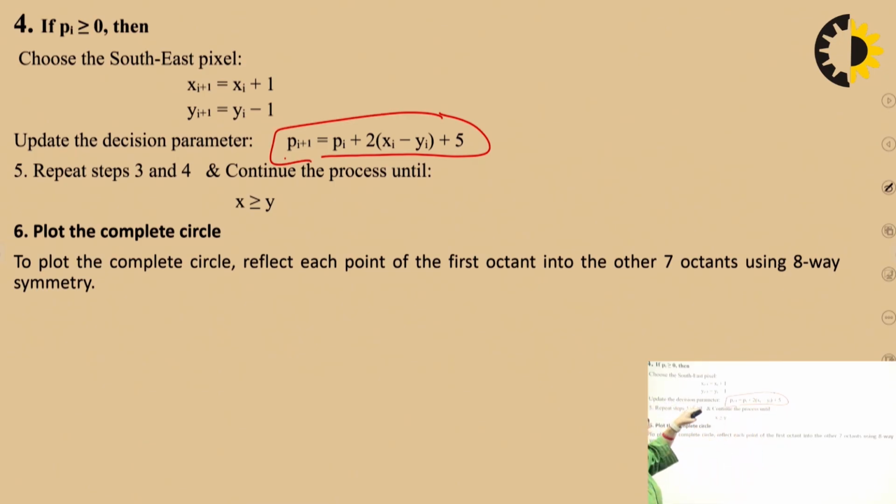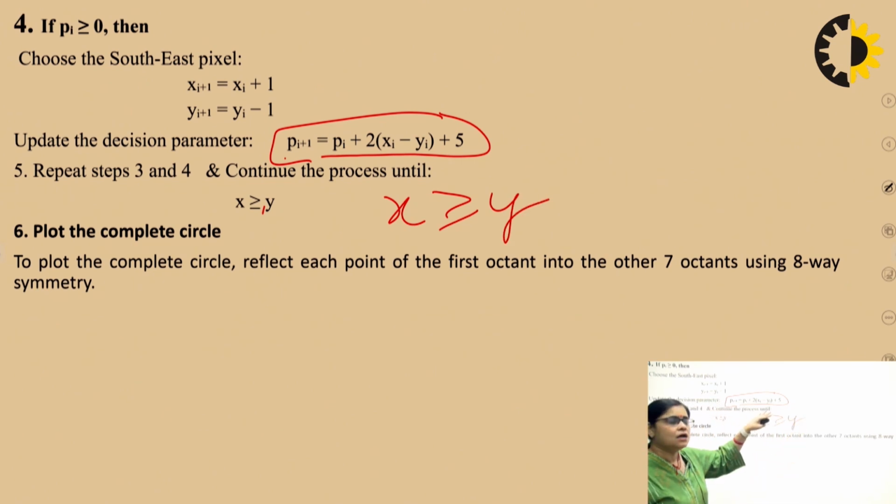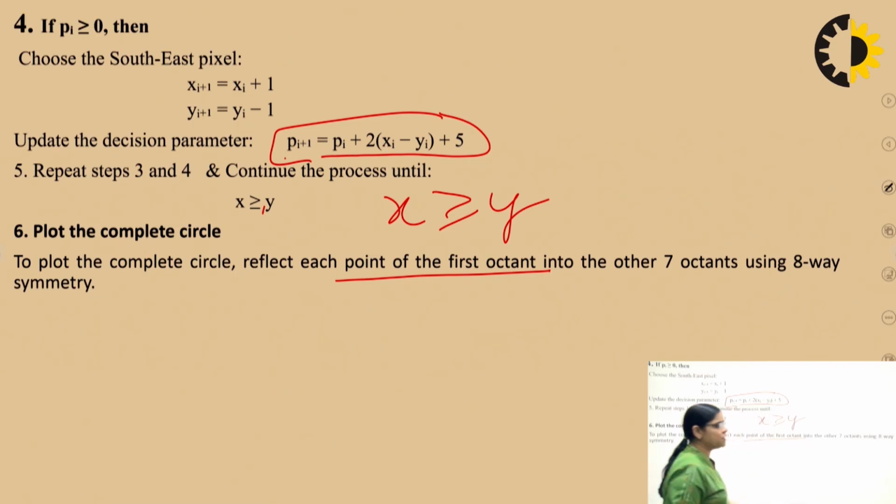We will continue using these equations until x is greater than or equal to y. Until this condition is satisfied, the loop will go on, and when the condition is satisfied, we will have found the first octant, which is the same as for the other 7 octants using the 8-way symmetry. So this is all about the midpoint circle algorithm.